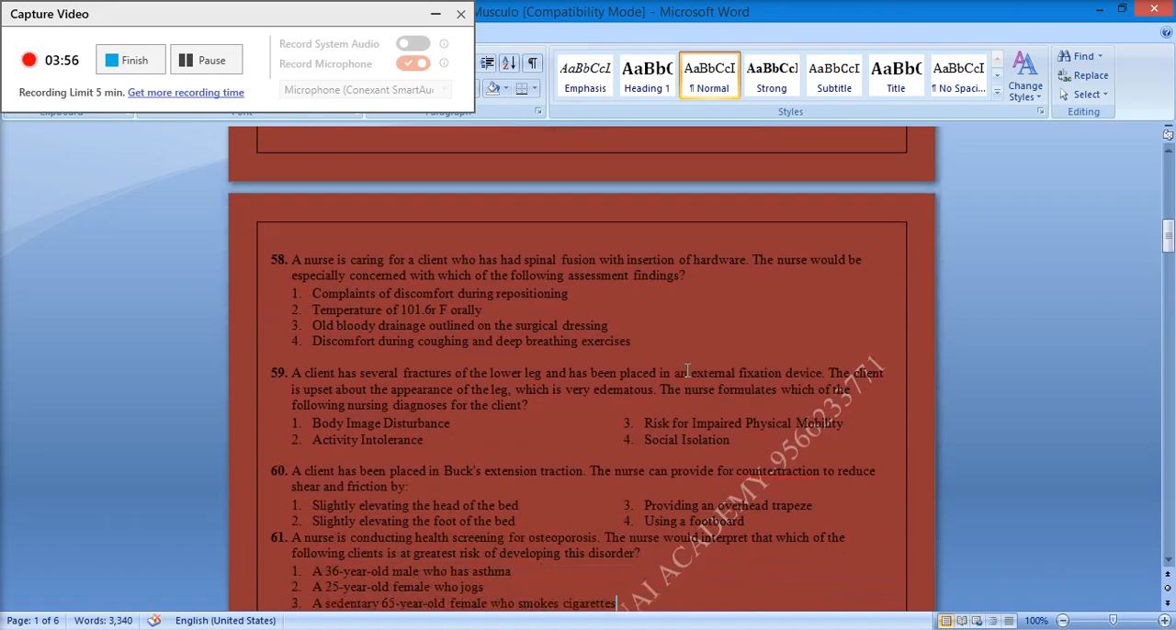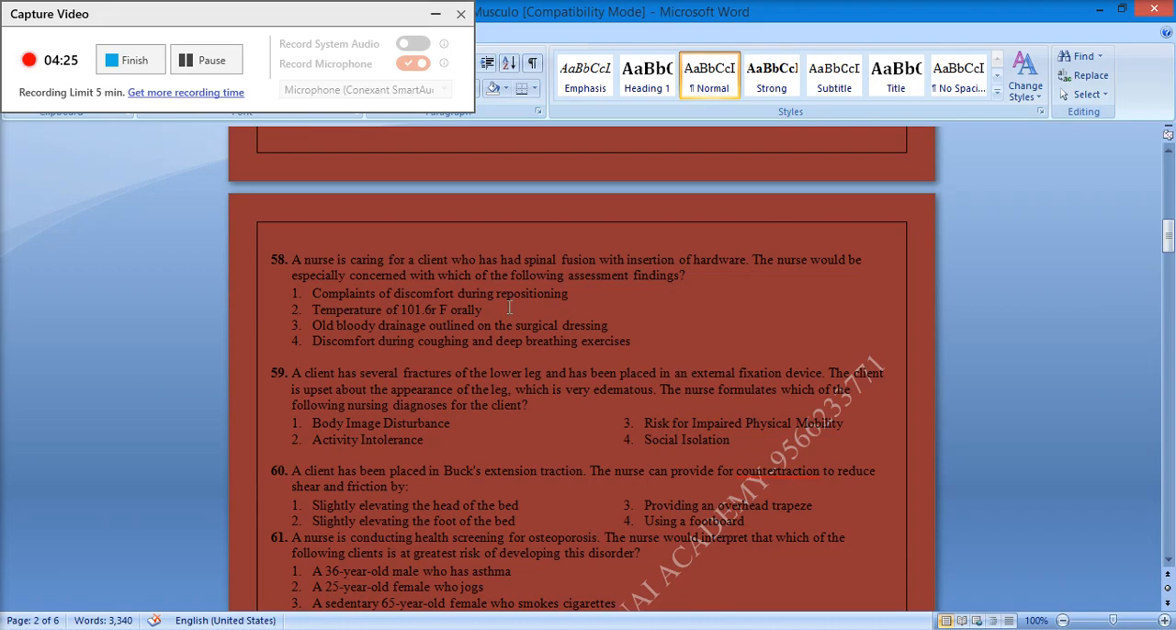58. A nurse is caring for a client who has had spinal fusion with insertion of hardware. The nurse would be especially concerned about which of the following assessment findings? 1. Complaints of discomfort during repositioning. 2. Temperature of 101 degrees Fahrenheit orally. 3. Old bloody drainage outlined on the surgical dressing. 4. Discomfort during coughing and deep breathing exercises.